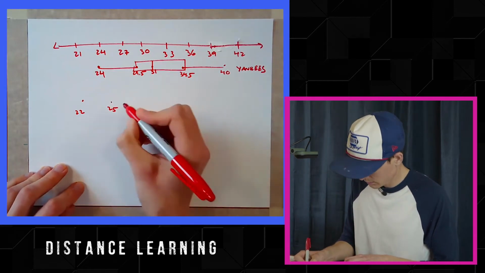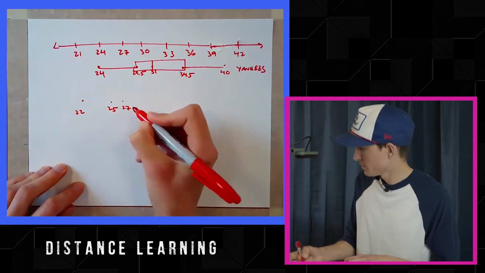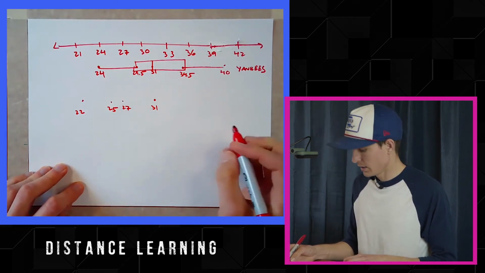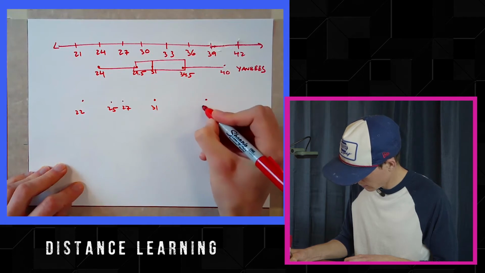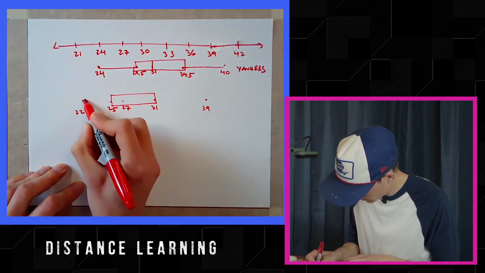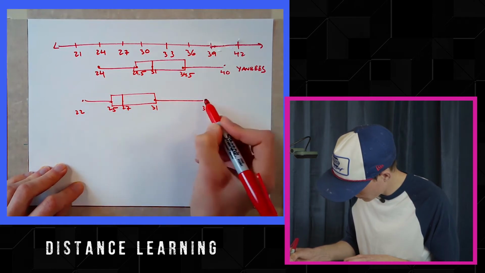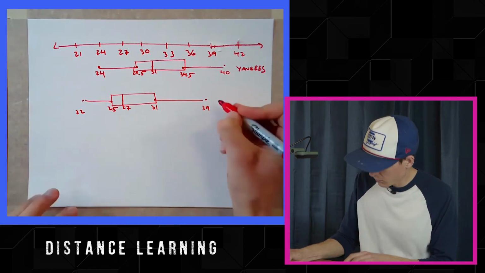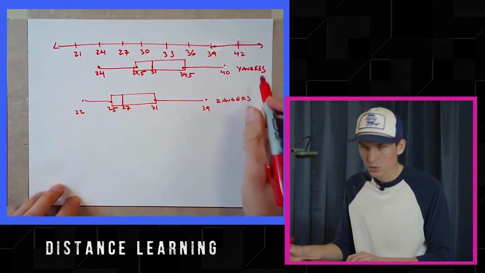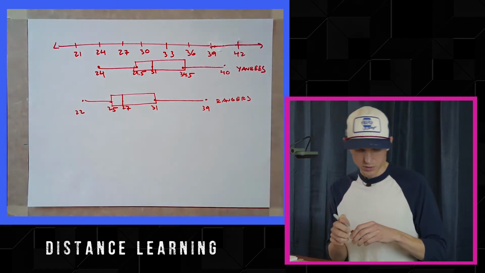And then 22, this represented the Yankees. 25, 27, 31, and then 39. And so let's see. So the median, and this is for the Rangers, the Texas Rangers. New York Yankees.